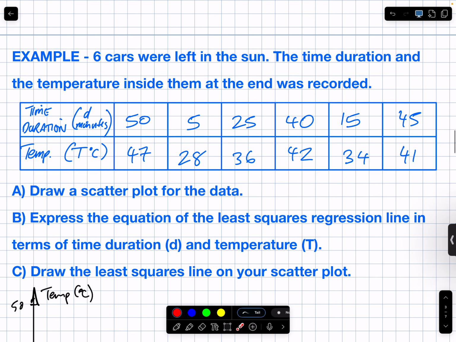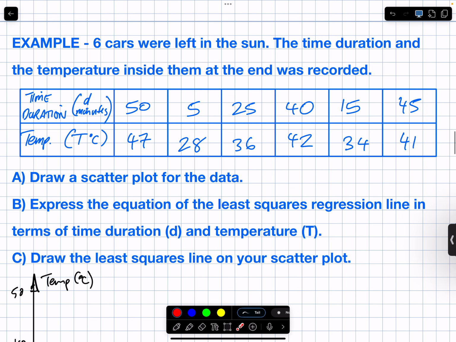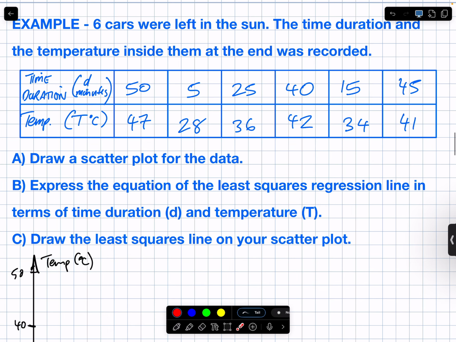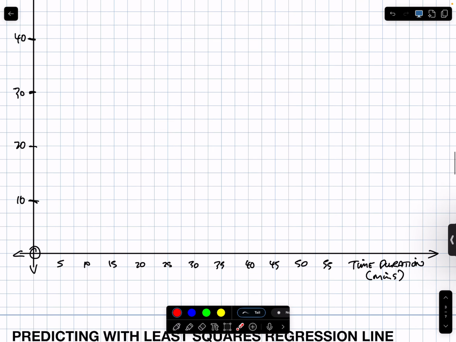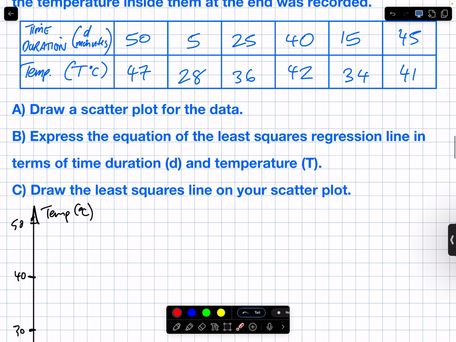Can you go to this page here? The 6 cars were left in the sun. Time, duration, and temperature inside them at the end was recorded. Does it make sense that the longer that I leave a car in the sun, the hotter it's going to get? Yep. Good. Can I please ask you to draw on the scatter plot? You've got some axes there. Plot those points. And also, can you put that data into your calculator?